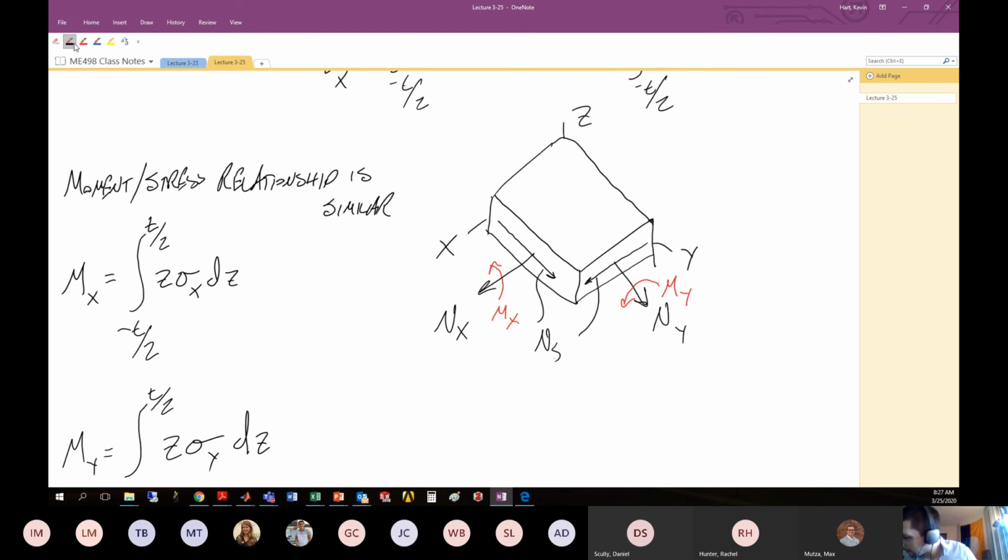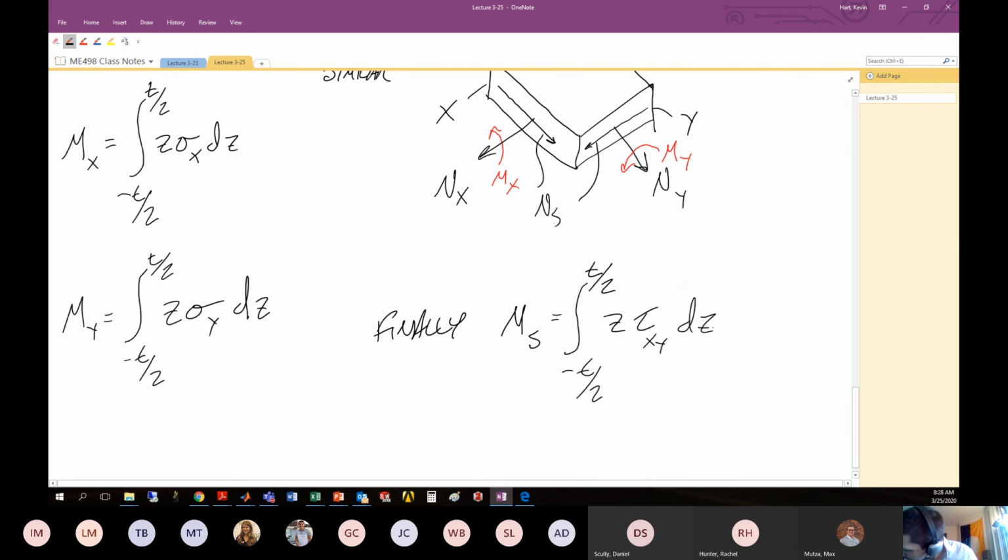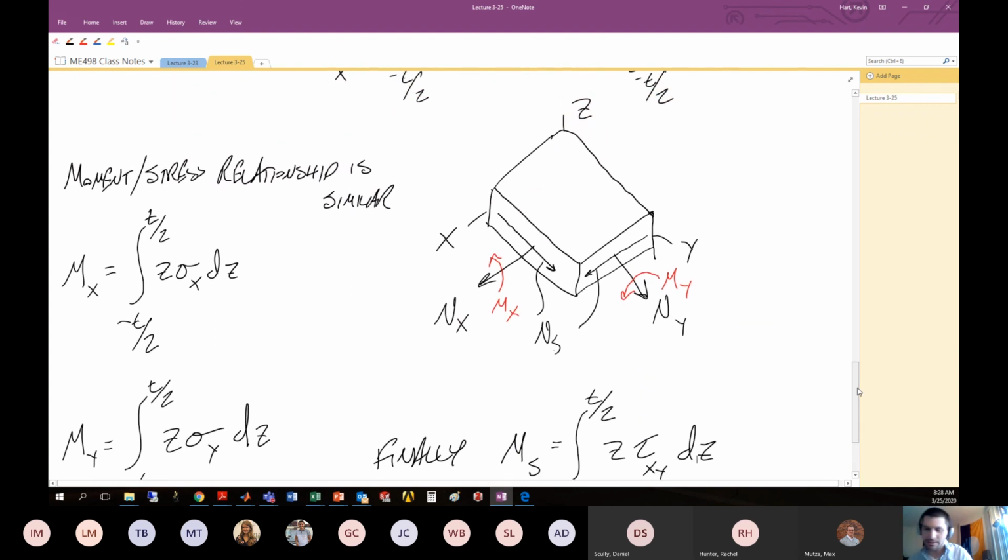And then finally, you could have a shear moment that is applied, MS, which this one's a little bit strange, but negative T on 2 to T on 2. This one's a little bit more difficult to visualize. Z times tau xy dz. So this is the normalized moment per unit length of shear on the laminate. And basically that is the torque that's acting on our piece.